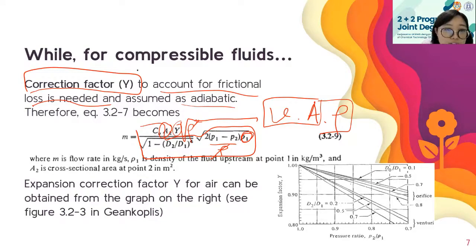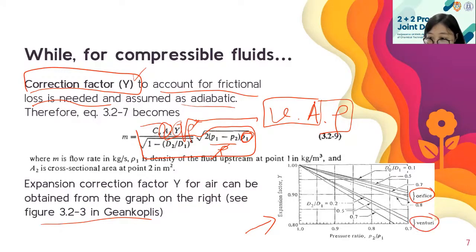This correction factor Y, where do we get the value? Will it be known in the problem? Sometimes yes, but sometimes you also have to find it yourself by using this figure 3.23. The four lines here are for the orifice. The four lines below are for the Venturi meter.